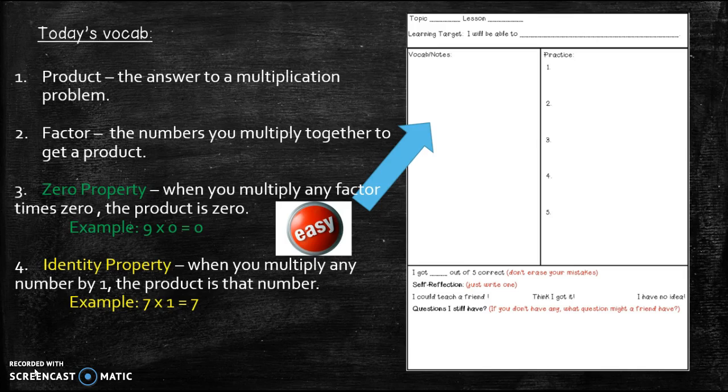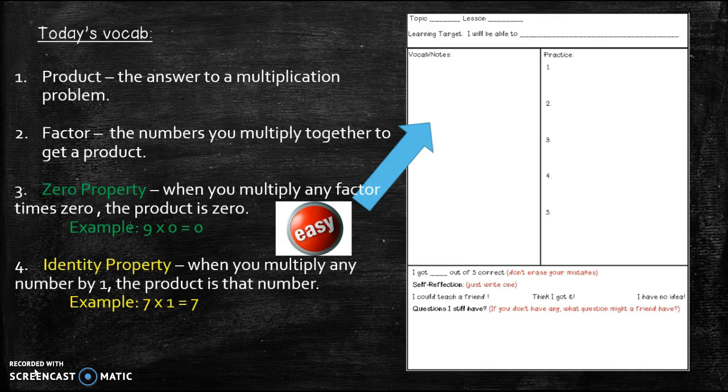That's a pretty easy property to remember because it says it right in the definition. Zero property means there's a 0. The identity property is a little bit trickier. It means when you multiply any number by 1, then the product is that number.